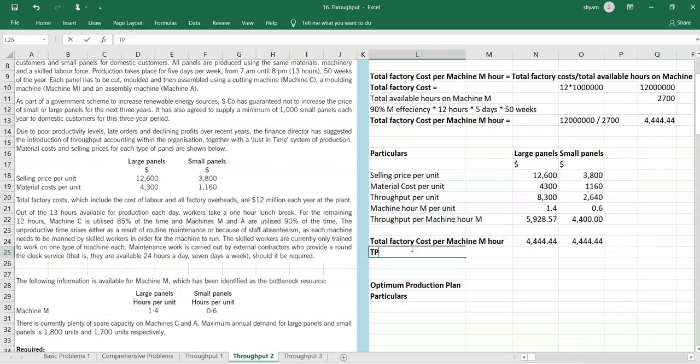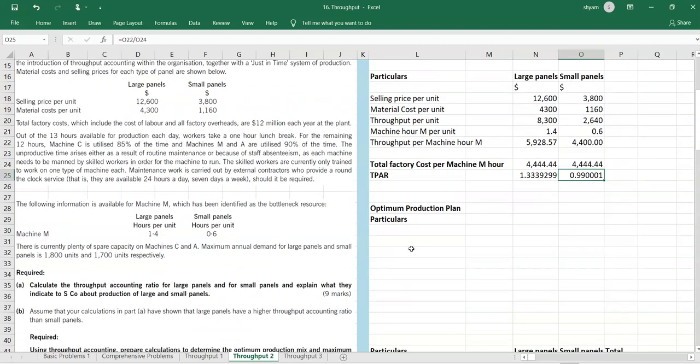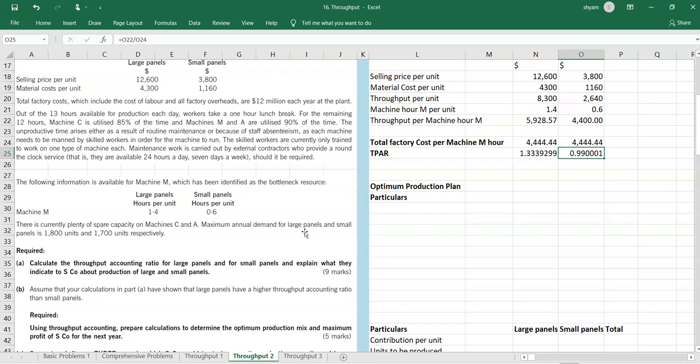Okay, now we can get TPAR. So TPAR is very simple. You divide this number by this number, you get the answer, and same you can copy it here. So we got the number. So that's about what is required A. So required A was just to find out the TPR and explain what they indicate to S about the production of large and small panels. So we can just put a suggestion.